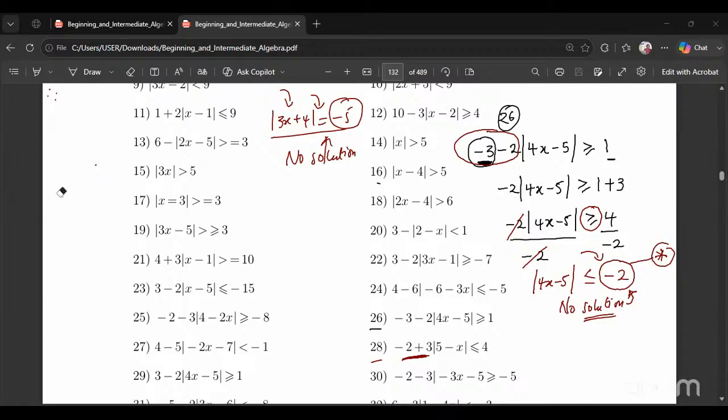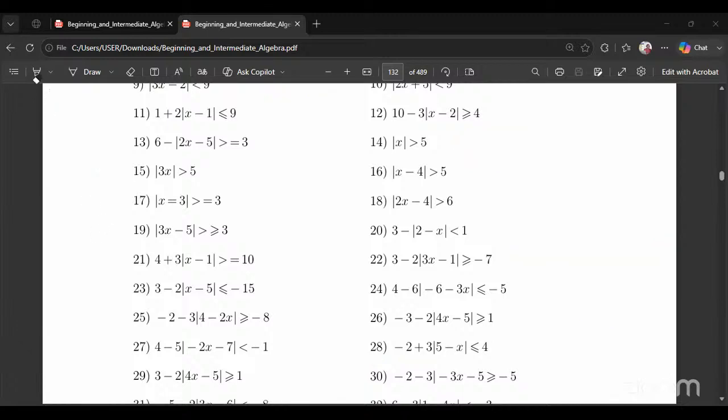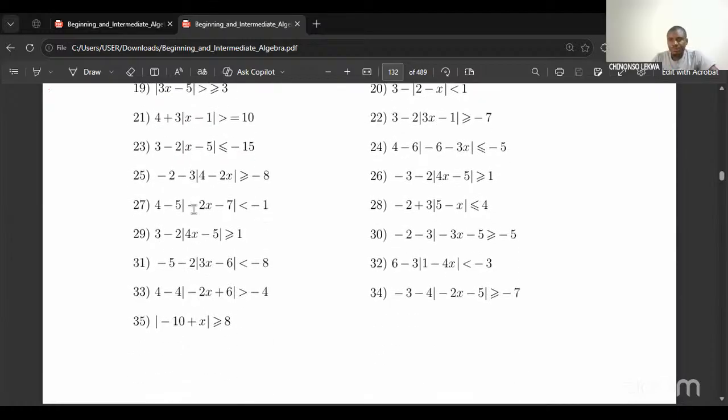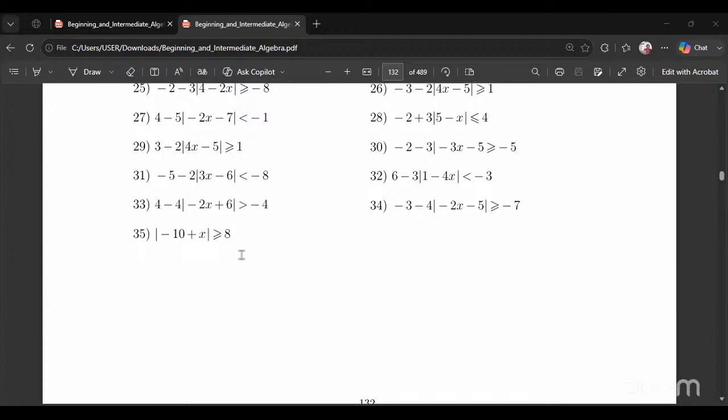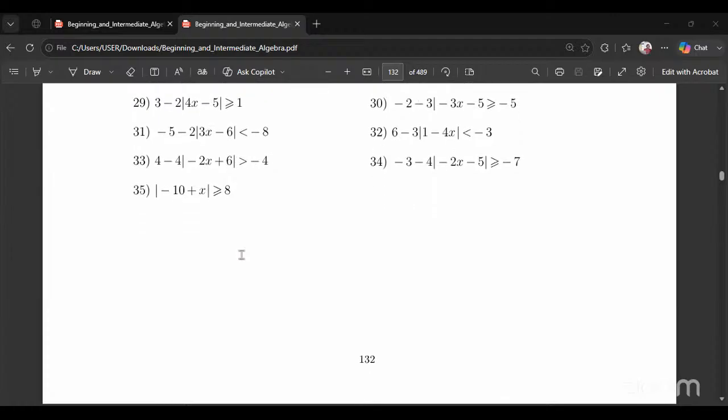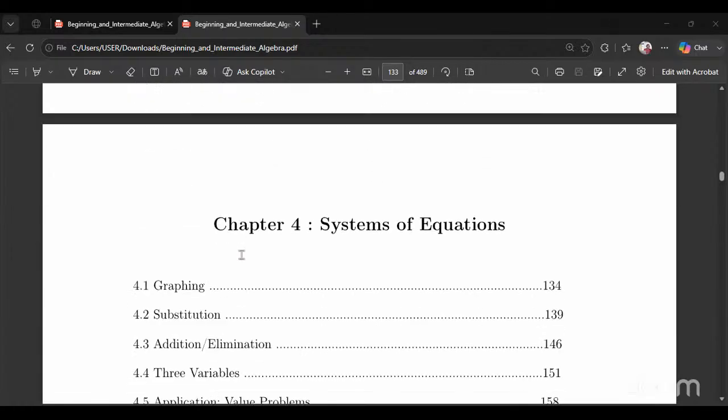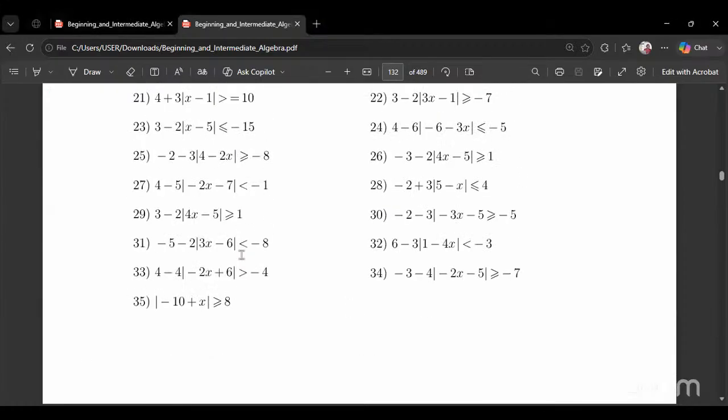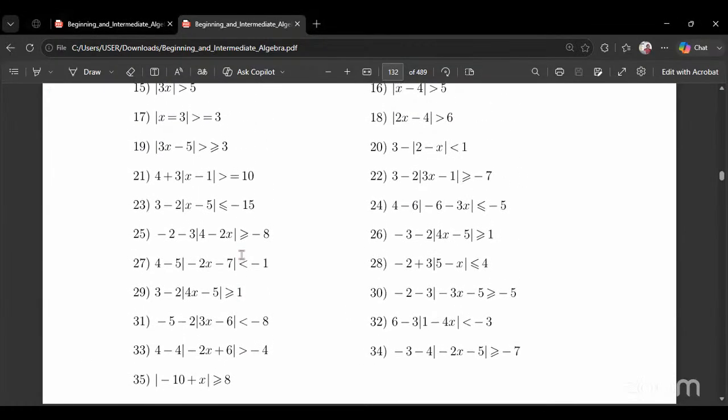I think at this point, we can confidently say that we are done with solving questions on absolute value inequality. Maybe in the future, we still go into absolute value equations too. So Mr. Chinonso, over to you. You want to say anything concerning this before we move on to the next section? Yeah, I think we are good.